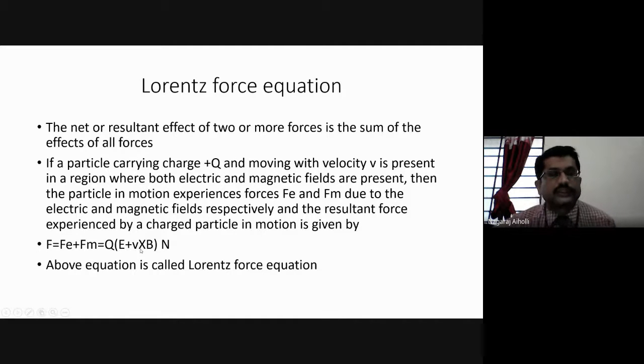The Lorentz force equation gives the total force acting on a charge Q which is moving with the velocity V. The total force is the sum of the two forces, the electric force Fe and the magnetic force Fm, as the charge is present under both the electric and magnetic fields in the region.